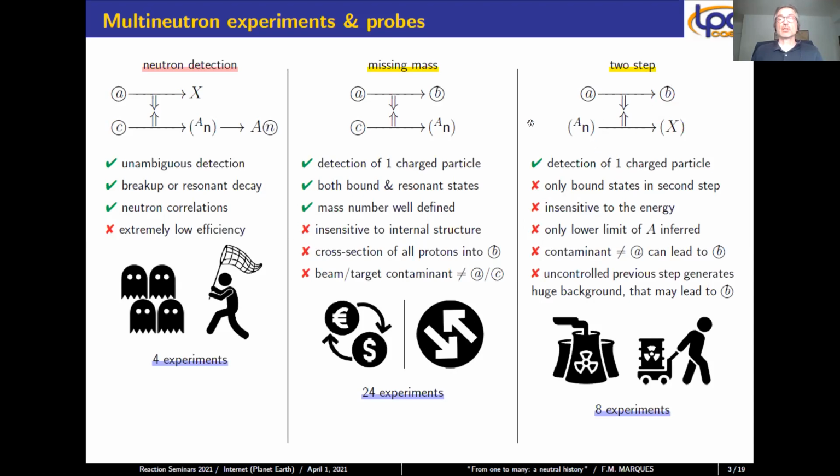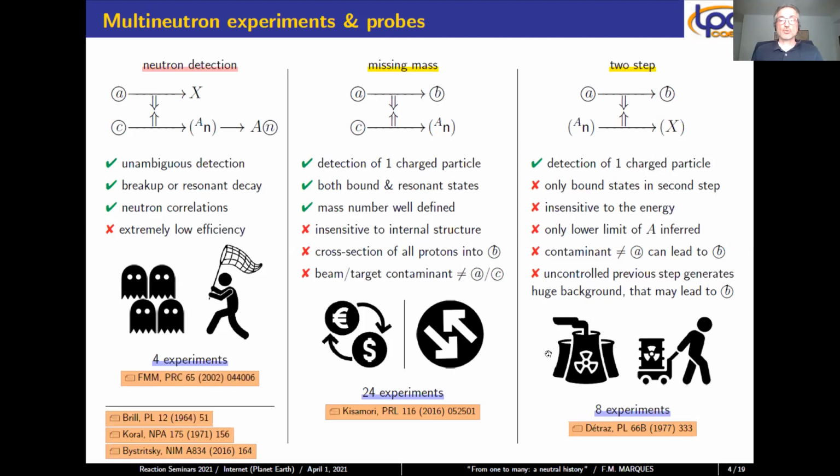And of course, typically these multineutrons are supposed to be produced in a very dirty environment, like a nuclear reactor or the like. And so you can have a lot of backgrounds that may in the end produce B without the need of a multineutron. And here I have recorded 8 experiments. So curiously, the 3 reported positive signals each came in one of the categories.